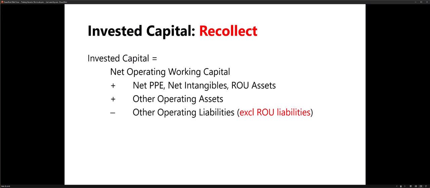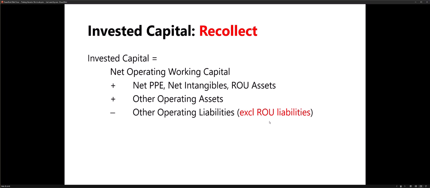That's obvious. So just to recollect, invested capital is net operating working capital plus your net PPE or your net intangibles, ROU assets, which is supposed to be part of this, and then minus your other long-term liabilities. Just to make a note, it excludes the ROU liabilities. So why are we excluding ROU liabilities but are actually including ROU assets starting 2018?